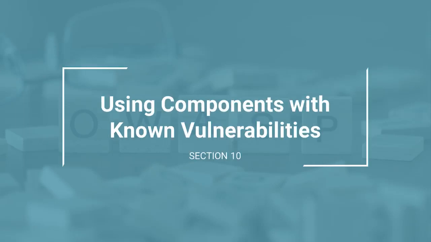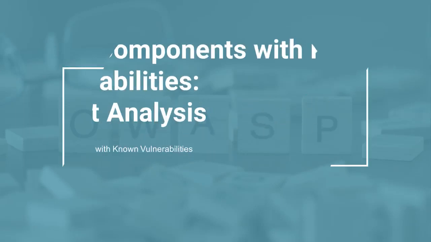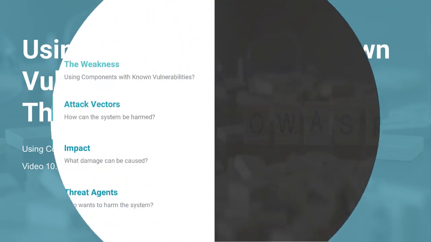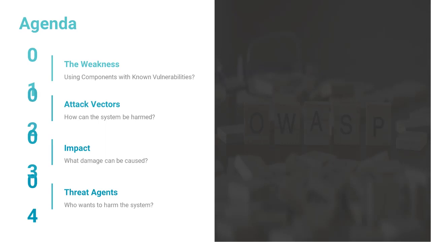Welcome to the Using Components with Known Vulnerabilities session. In this first part, we will focus on threat analysis. Since this topic is pretty much straightforward, we will discuss it briefly. We will also discuss how the system can be harmed, the impact of successful exploitation, and give you some insights to identify who may want to harm your system.